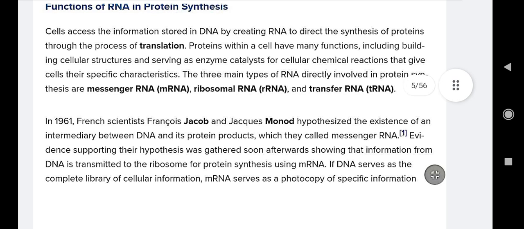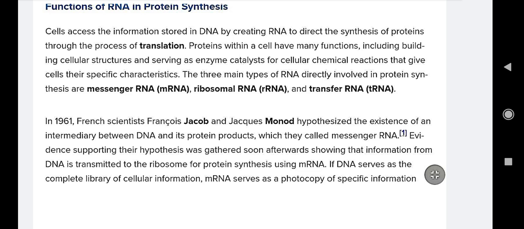Proteins within the cell have many functions: they build up your cellular structure, and they serve as enzyme catalysts for cellular chemical reactions. On that basis, there are many types of RNA which carry out the process of translation as well. So not only one type of RNA is involved in the translation process, but there are different types of RNA involved in the formation of protein.